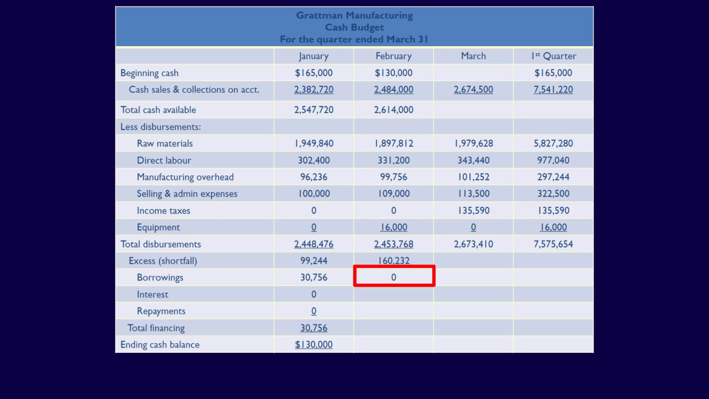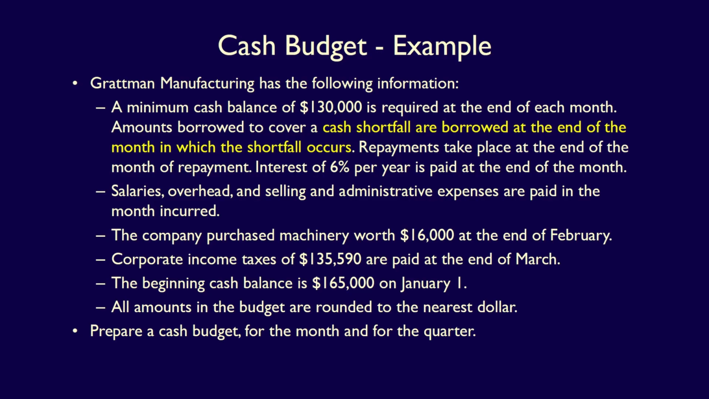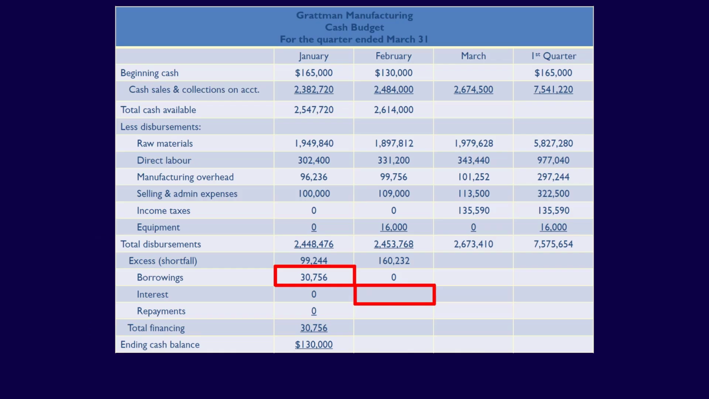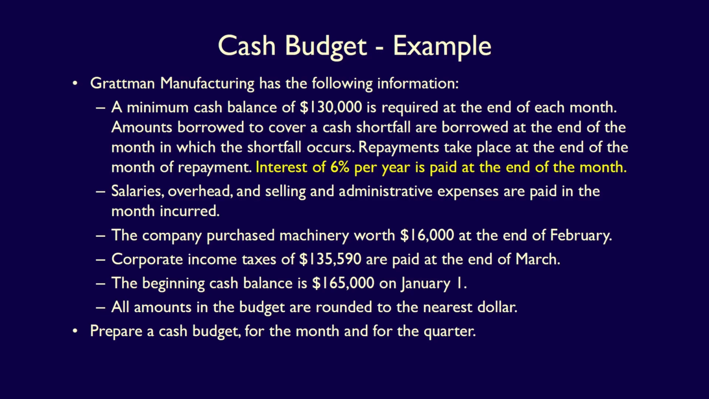Borrowings is zero. What about interest paid? We know that cash shortfalls are borrowed at the end of the month in which the shortfall occurs. So on January 31st, we borrowed $30,756. Since it's now February 28th, management had the borrowed money for 1 month, and they therefore have to pay interest on those borrowings. The interest rate, according to the question, is 6% per year, paid at the end of the month. The question also notes that all amounts in the budget are rounded to the nearest dollar.